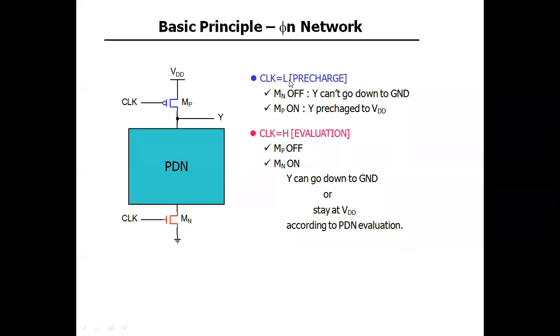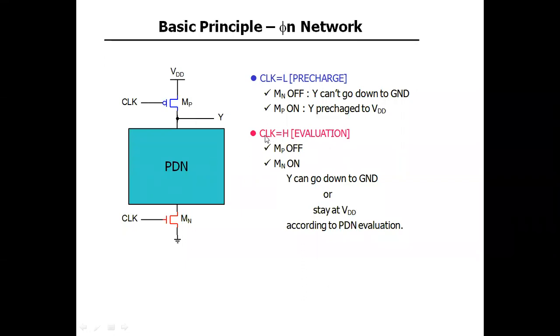So what happens when the clock is equal to L? It is pre-charged. That means Mn is off and MP is on. That's why this Y can't go down to ground, right? Mn is off. Off means what? Open switch. So it is a totally open path. So the current will go from the VDD to the output. As MP is on, that means it is a closed switch. So that's why it is pre-charged to VDD.